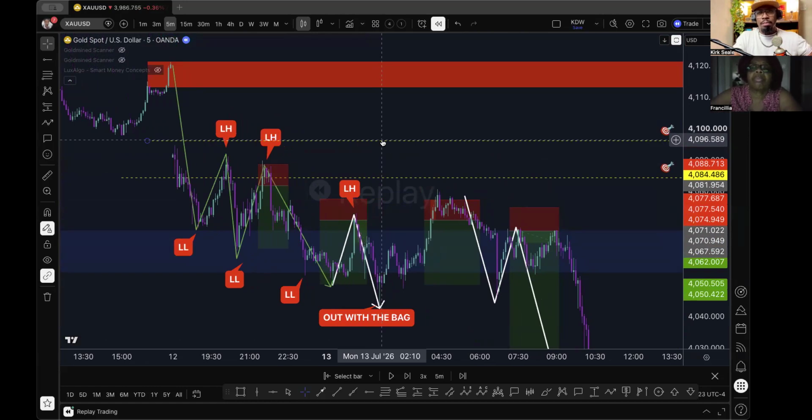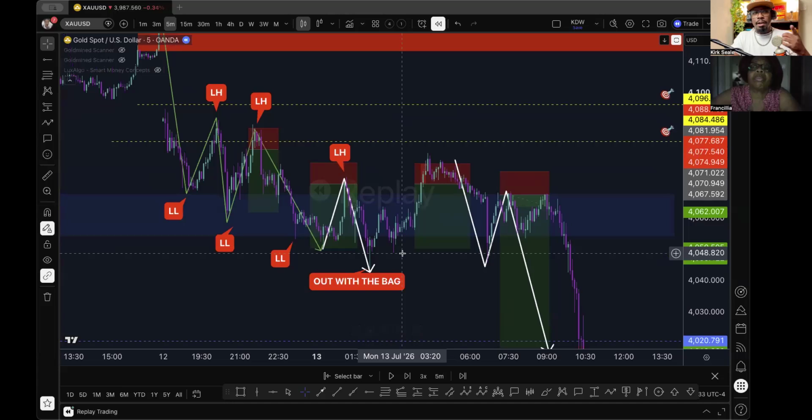And when you get into intermediate and advanced, you're going to learn something called invalidation. Like it was valid at some point, but then when price continued to go lower and lower, it got invalidated.